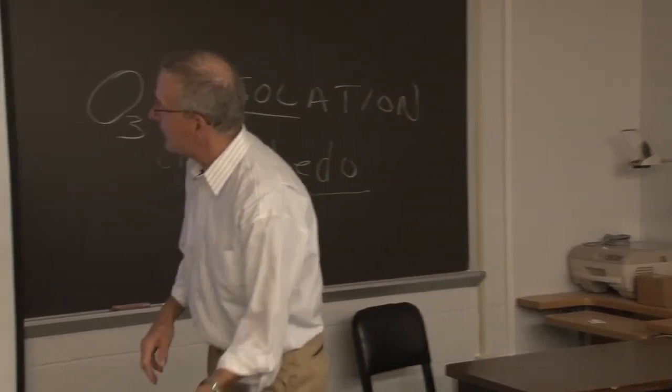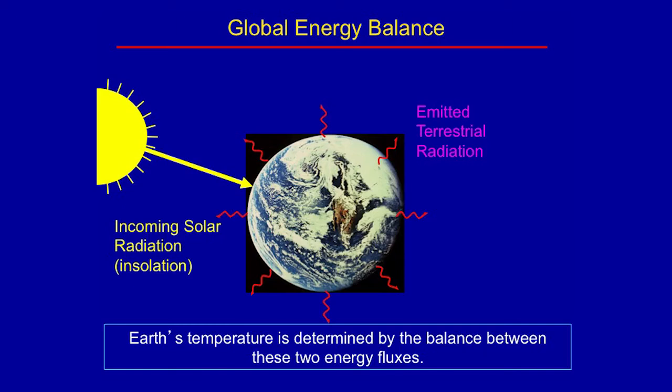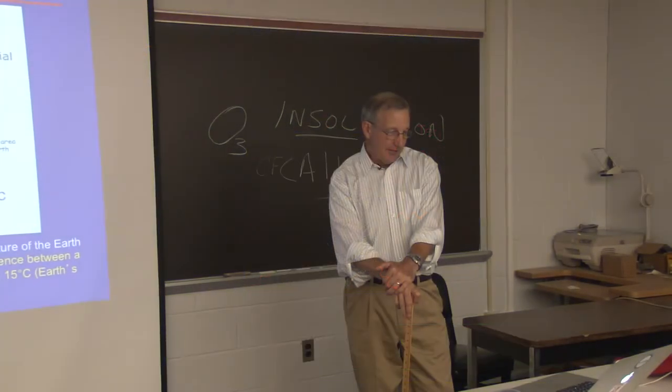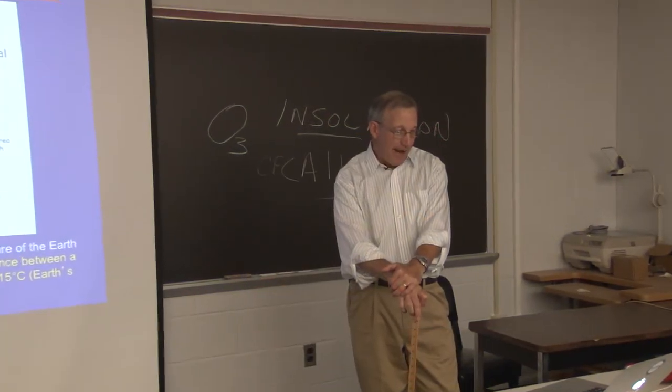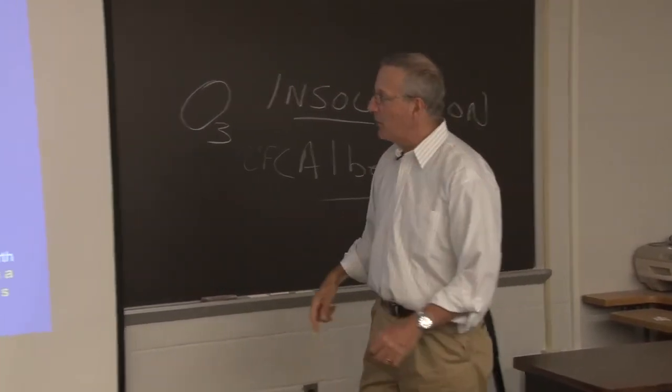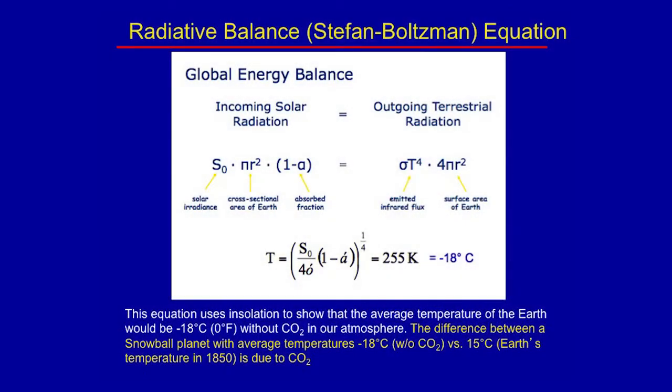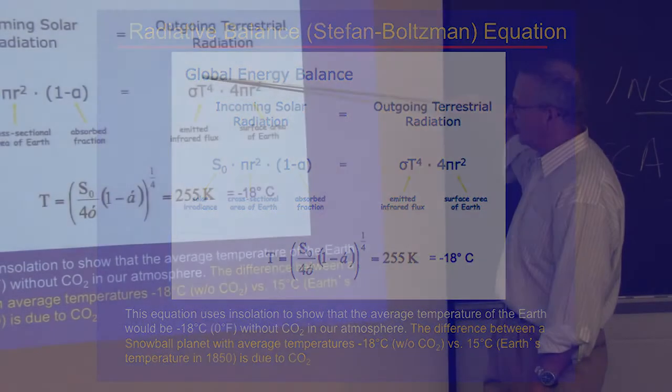Once again, the Earth's energy balance is determined by incoming solar radiation versus emitted radiation, and the Earth's balance between those two fluxes or energies. I put this up. I don't expect you, unless you're interested in physics, to really go back to this equation. But what this equation does is simply say, with symbols, what I said before. The incoming solar radiation is equivalent to what's going out, and it's proportional to a constant and temperature to the fourth power.